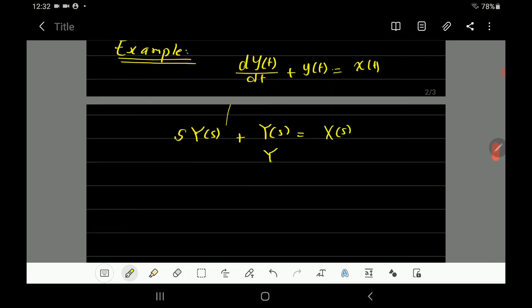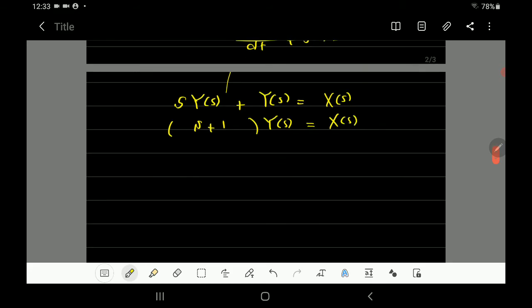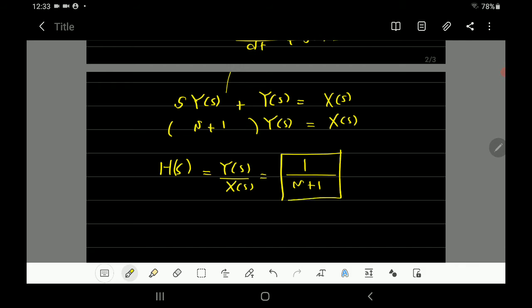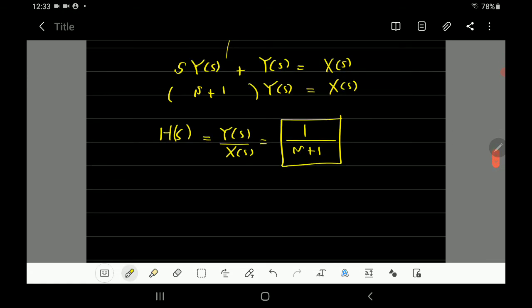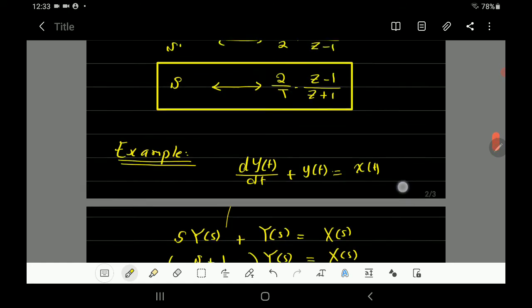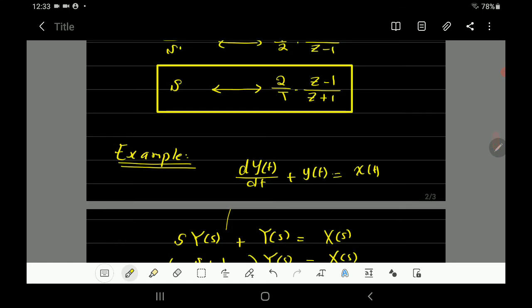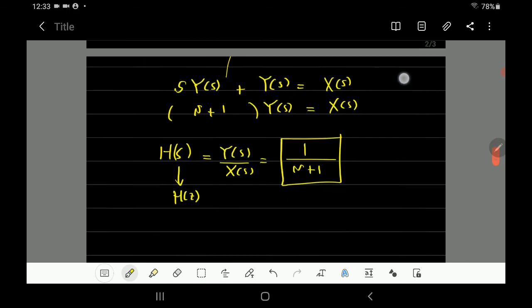Now we'll take Y(s) as a common factor. You have s plus 1 equal X(s). So what is the transfer function? H(s) is equal to Y(s) divided by X(s), which will be equal to 1 over s plus 1. So this represents the transfer function in Laplace, in the s domain. Now we want to transfer this to H(z). What you'll do is substitute by this equation: s equal 2 over T, z minus 1 over z plus 1.